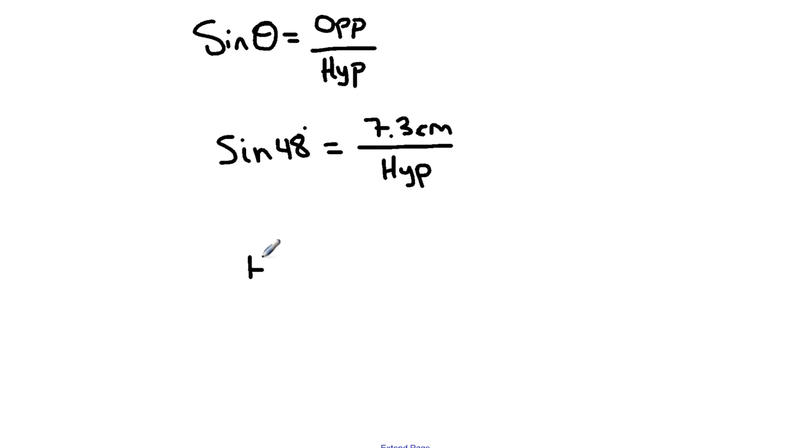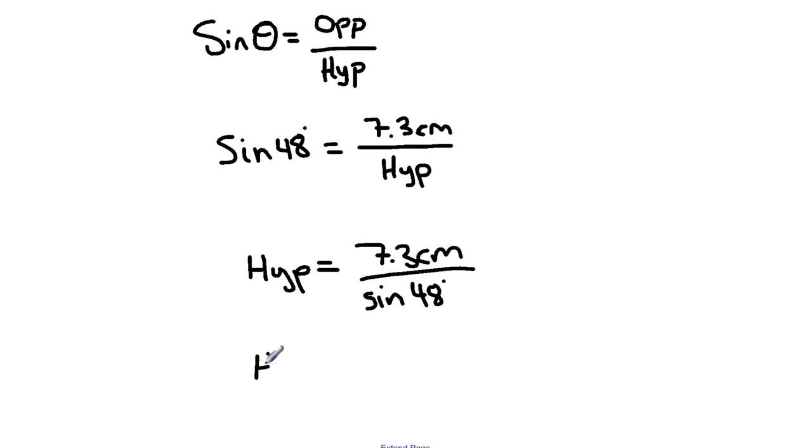So hypotenuse equals 7.3 centimeters over sine 48 degrees. Therefore, the hypotenuse is equal to 9.823118926 centimeters. So that's the length of the hypotenuse.